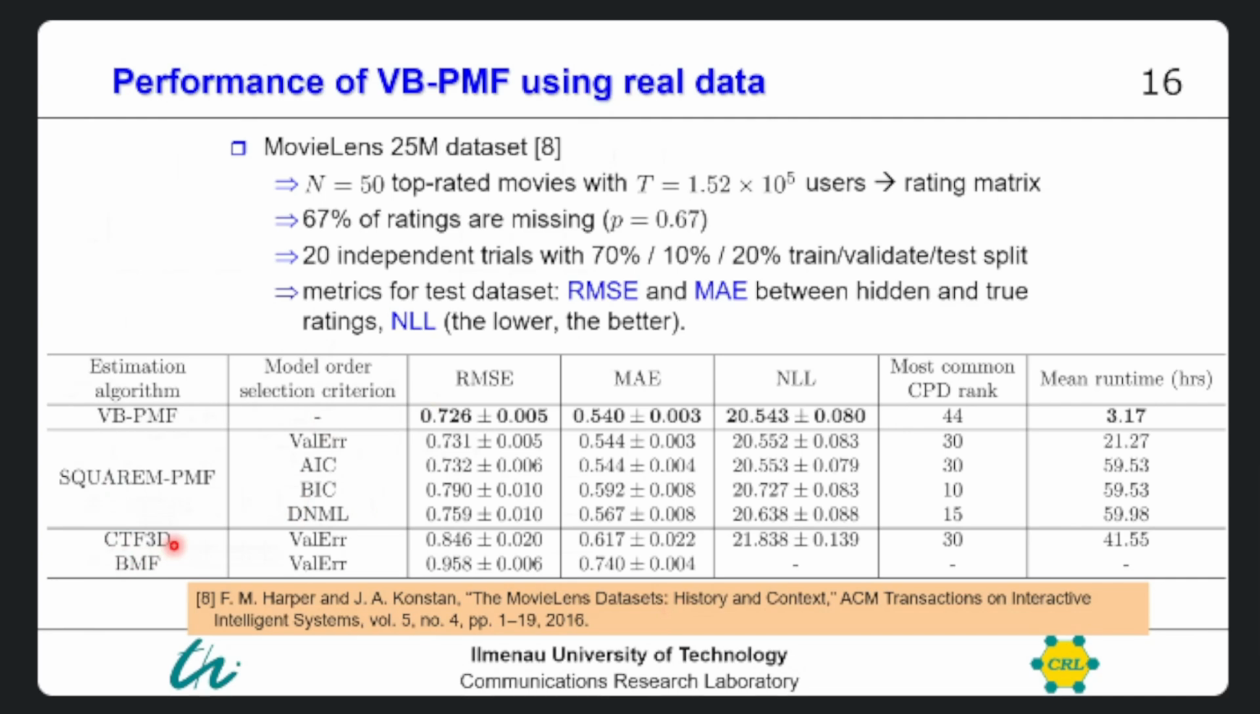This is the algorithm that uses the 3D marginals that we saw in the last talk. And this is a classical technique used for this movie data, called biased matrix factorization. We can see that VB-PMF has the best performance across all metrics, and the runtime in comparison is much, much lower. This is 3 hours, while these others are 20, 59, 41. This is because you need only one training run, and you learn the rank.